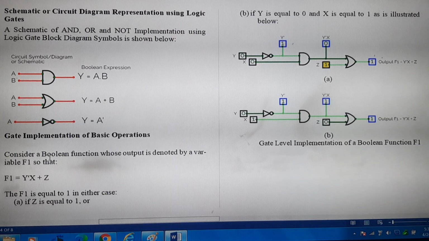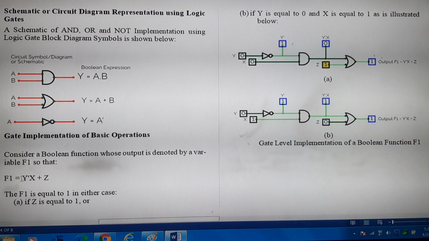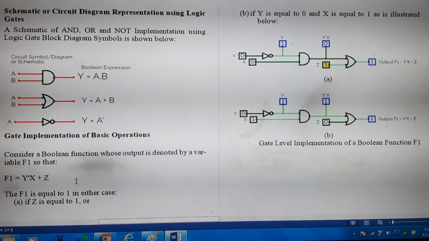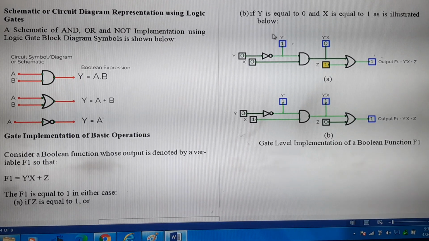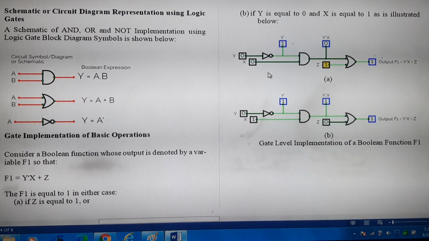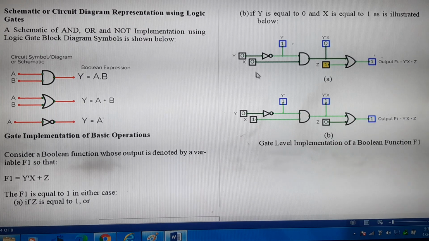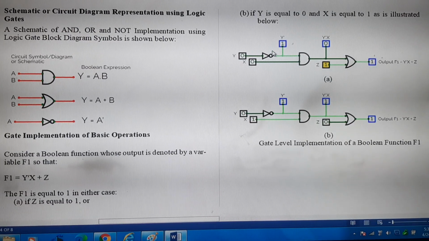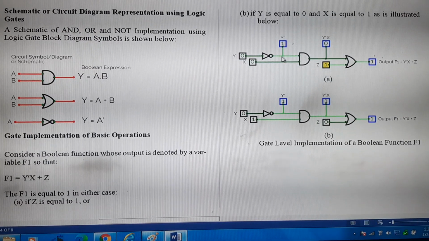Now we will take one Boolean function f1 is equal to y prime x plus z. The function f1 is equal to 1 for case A, when z is equal to 1. Here we can see the gate level implementation of the Boolean function f1. Now we can say that there is an inverter for input y to generate its complement.